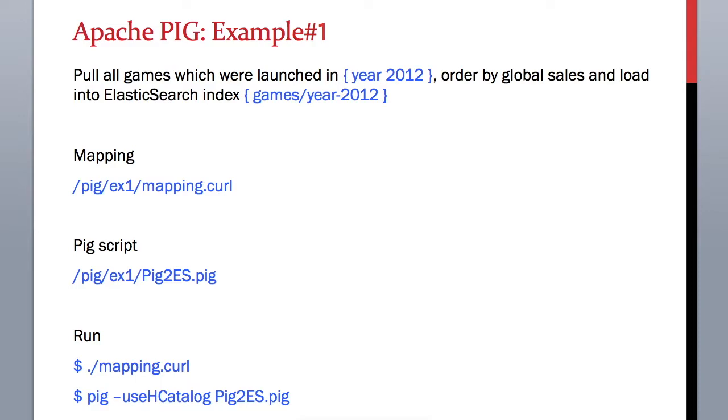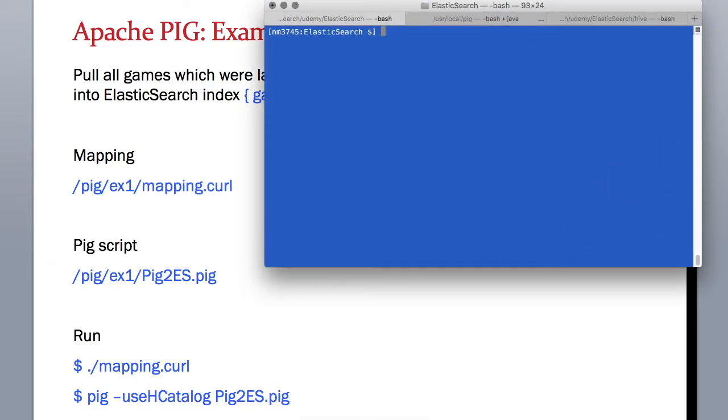Okay. Now, in order to do it, we need to first create the index and also load the data into Pig. So let's bring the terminal. In the Elasticsearch folder, go to Pig, and in there you'll see two examples. Go to example number 1, and there are two files. One is for mapping and the other is a Pig script.